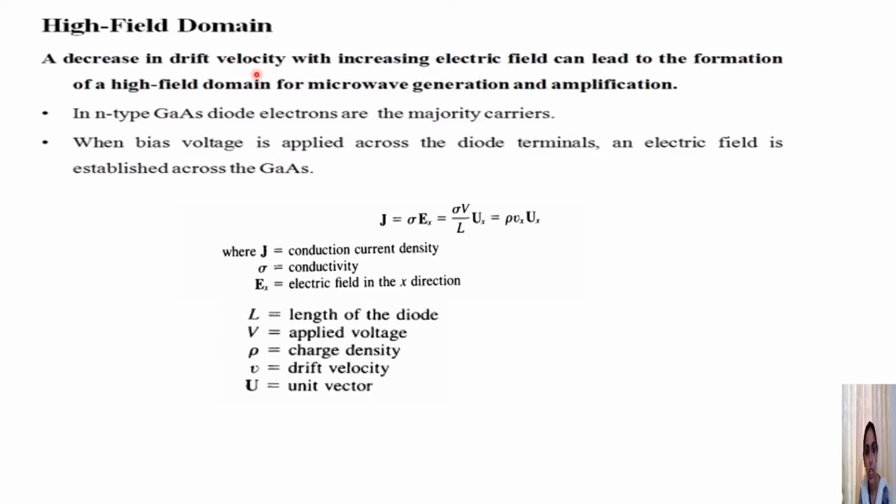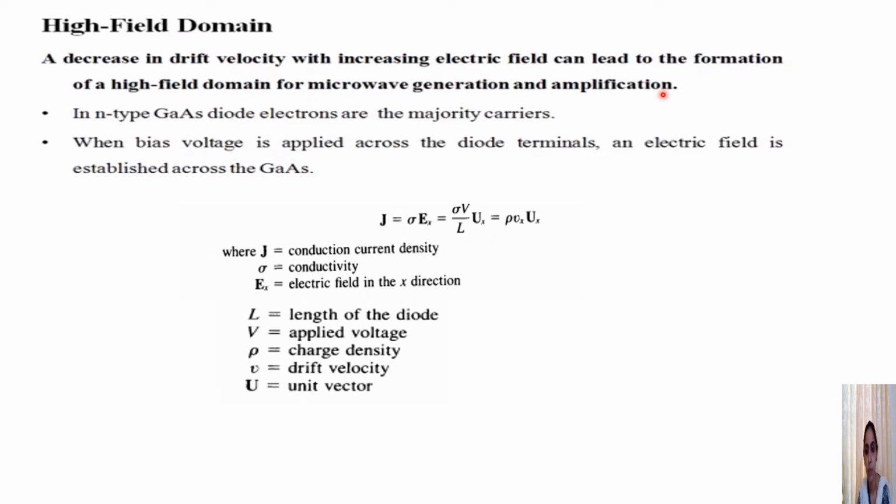And we have already seen the characteristics, that is the drift velocity versus electric field characteristics. So what did we observe there? Prior to the application of our threshold voltage, our drift velocity was increasing with our electric field. When the negative resistance region arises, that is when the decrease in drift velocity with the increasing electric field occurs, only then will it lead to the formation of a high field domain, which is used for microwave generation and amplification.